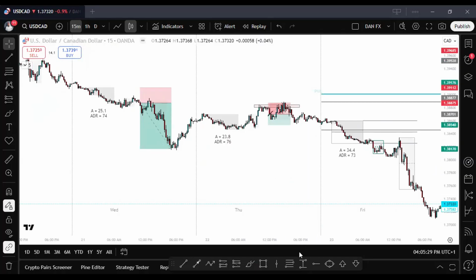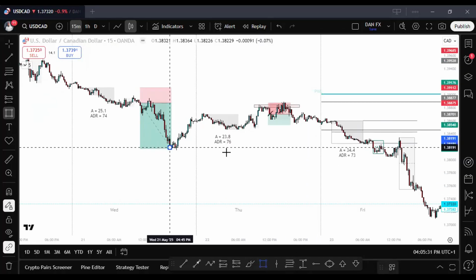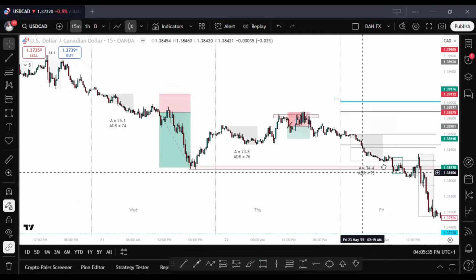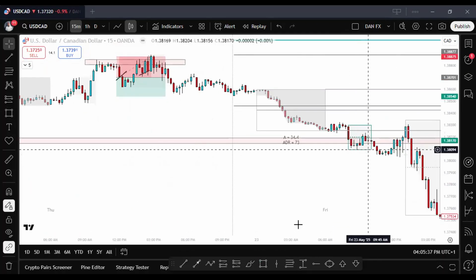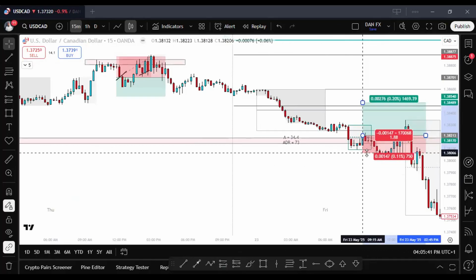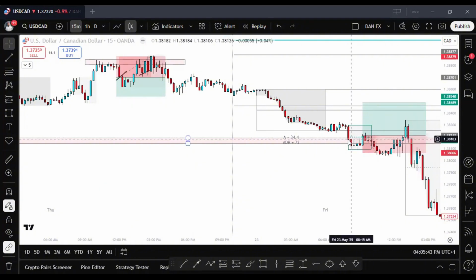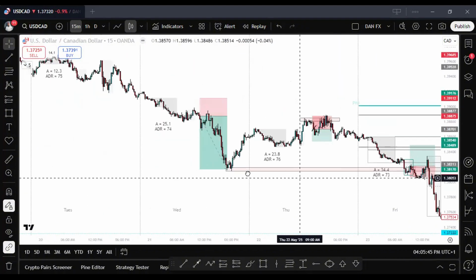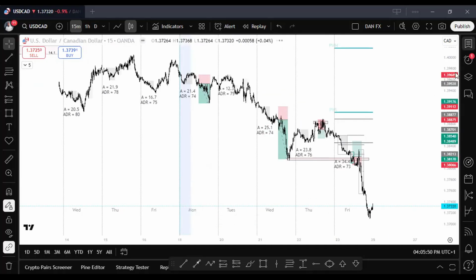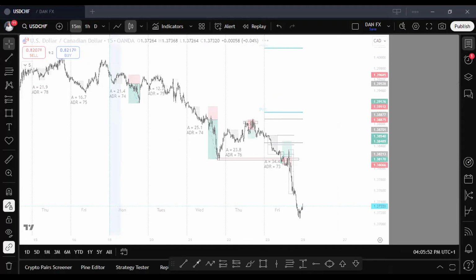Let's just say that's a loss, right? We have this low here. Let's say we're looking for a reversal at this low at level 2. If we took a buy here, that's a stop loss at this point, right? Then the trade became invalid after that. So 2 losses on this pair. 2 wins, 2 losses. Let's go to the next pair, USDCHF.